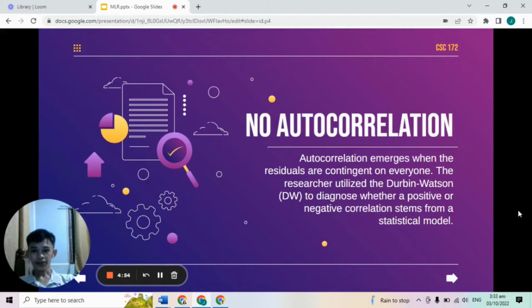No autocorrelation. Autocorrelation emerges when the residuals are dependent on each other. The researcher utilized the Durbin-Watson, or DW, to diagnose whether a positive or negative correlation stems from a statistical model. An adequate numerical value for DW is within the range of 1.5 to 2.5. Do not overlook these few hints the model is obliged to satisfy.